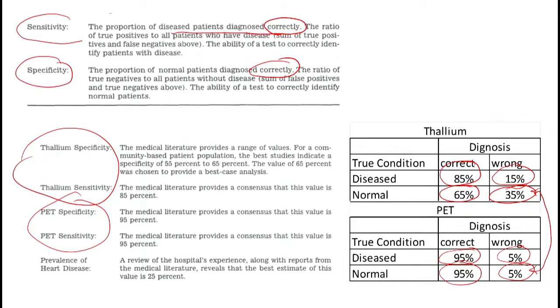cost now, is that the hospital is going to wind up doing more cardiac catheterizations on people who are actually normal with the thallium than they would with the PET. Those are costs that the hospital is going to incur that they didn't have to incur. So there's a marginal difference. Let's look at what that means in terms of numbers of different people for the two different scanners.